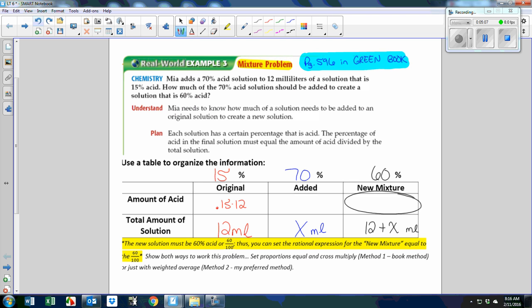So that would be, I think, 1.8. So 1.8 of the 12 was actually acid. The rest was probably something else, some kind of filler, water. I'm not sure if you would mix water with acid, but some kind of filler.